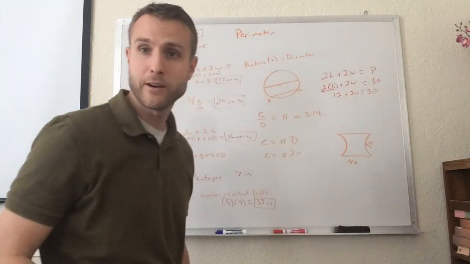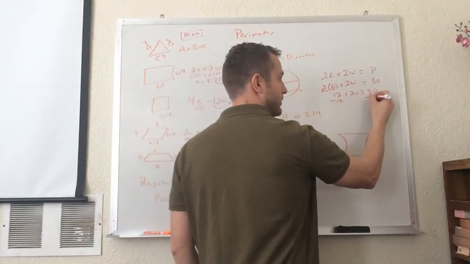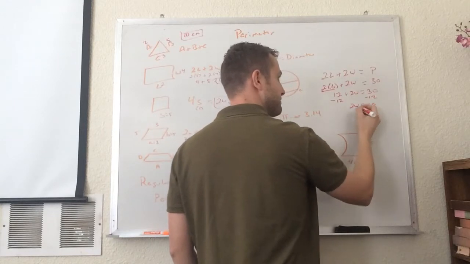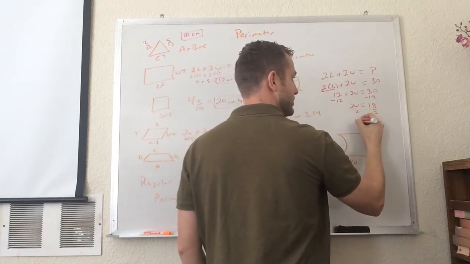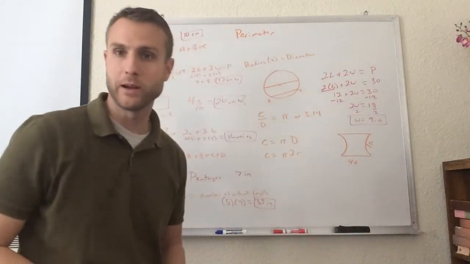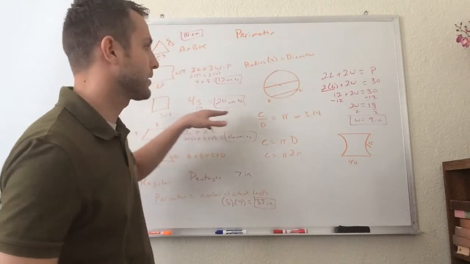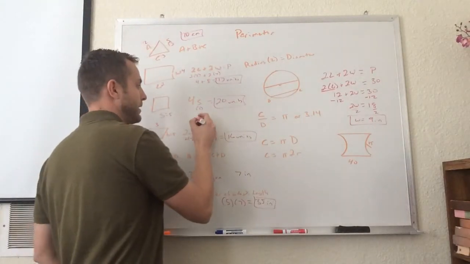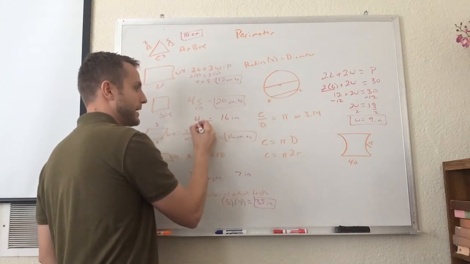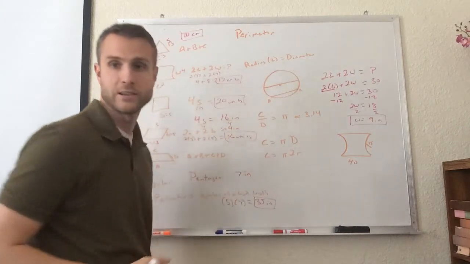I'm going to isolate my variable. I add or subtract first, so I'm going to subtract 12. 2W equals 18. Now I isolate, divide by 2, so I have 9 inches. That's my width. Let's say the same thing with a square. Let's say they tell you the perimeter of a square is 16 inches and they want one side. Well, then just divide by 4, so one side would be 4 inches.